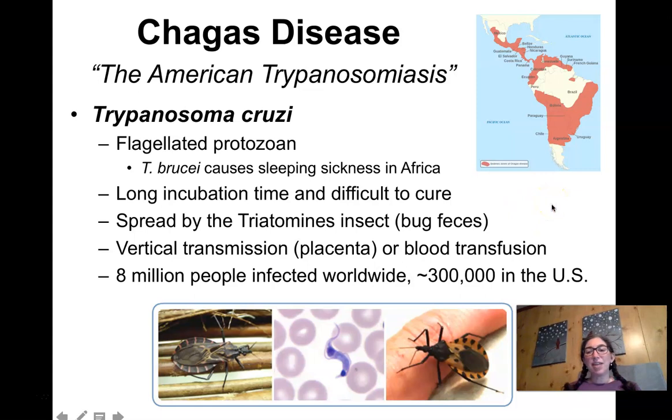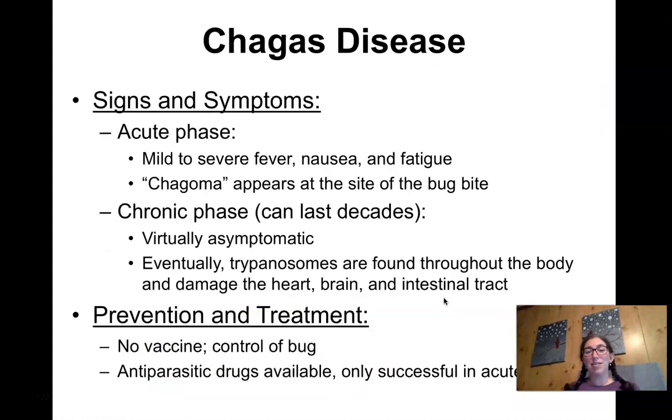And it can also be transmitted through blood, like blood transfusions, or through the placenta from mother to child. And there's actually tons of people who are infected with this because it causes a sort of subacute chronic disease, has a very long incubation time, and can be asymptomatic for a long time, and it's hard to treat. So there's a total of 8 million people who are infected worldwide, and there's actually 300,000 people in the US. That's a lot of people in the US that have trypanosomes.